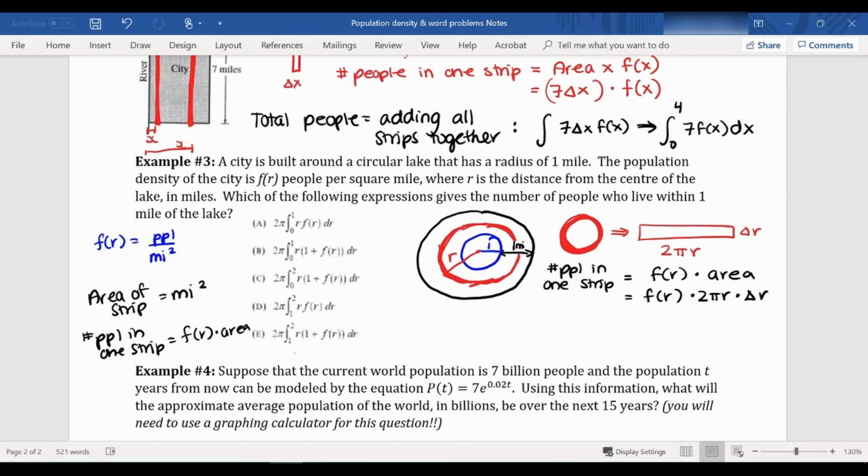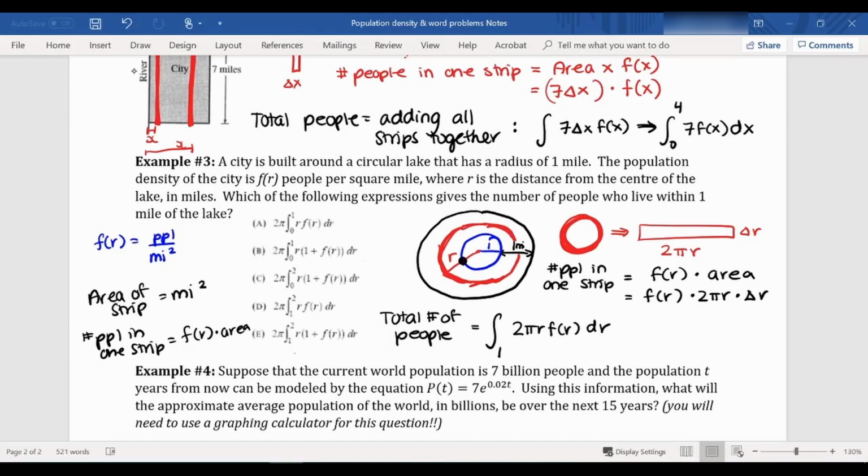So in one strip, we have f of r times 2 pi r times delta r. And so the total number of people would be adding all this up. I'm going to change my delta r to a dr. And now the problem is what are our bounds going to be? Well, we don't start from 0 because we're not filling people up in the middle of the lake. The smallest radius of one of our strips is at the edge of the lake, with a radius of 1.